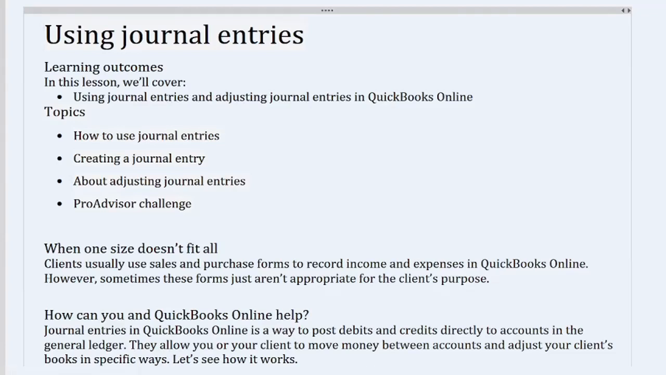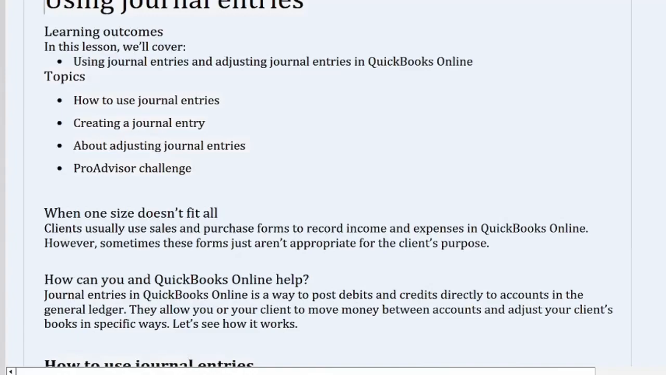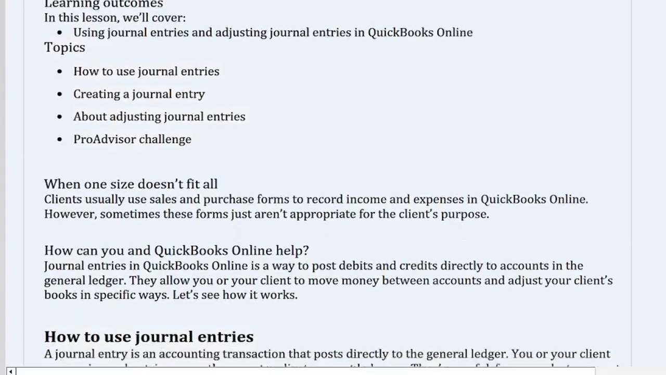doesn't fit all. Clients usually use sales and purchase forms to record income and expenses in QuickBooks Online. However, sometimes these forms just aren't appropriate for the client's purpose. How can you in QuickBooks Online help? Journal entries in QuickBooks Online is a way to post debits and credits directly to accounts in the general ledger. They allow you or your client to move money between accounts and adjust your client's books in specific ways. Let's see how it works.